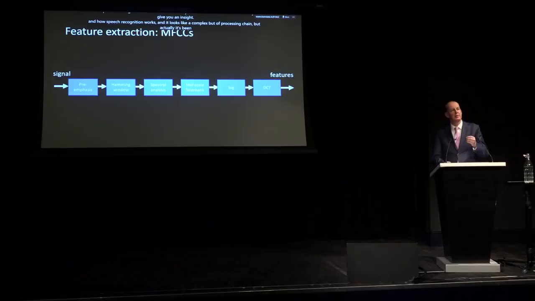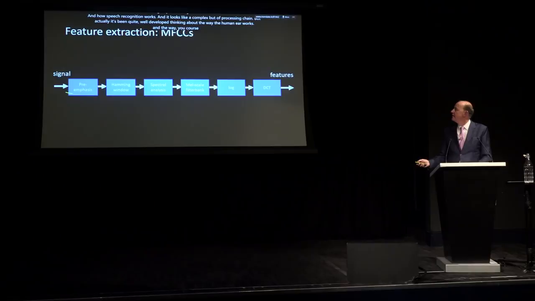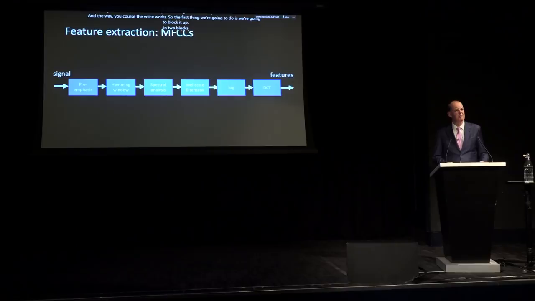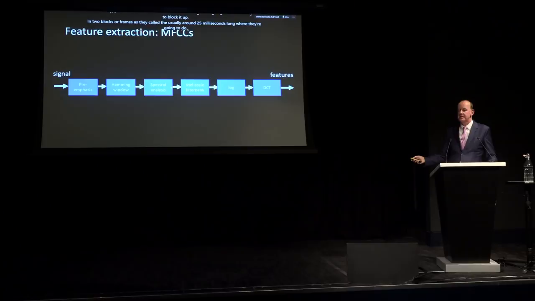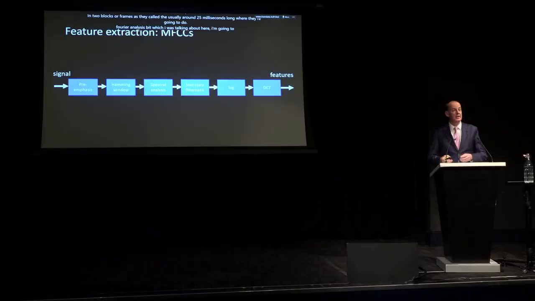So the first thing we're going to do is block it up into blocks or frames, as they're called. They're usually around 25 milliseconds long. We're then going to do that Fourier analysis bit, which I was talking about here, and we're going to do that because we know the ear tends to respond to frequencies. We're going to throw away the phase because we're not interested in the phase, because the ear is insensitive to phase. And then we're going to sum it into filter bands. And those filter bands aren't going to be evenly spaced. They're going to be unevenly spaced on something called a Mel scale, which is a nonlinear scale. They get wider as we go up.